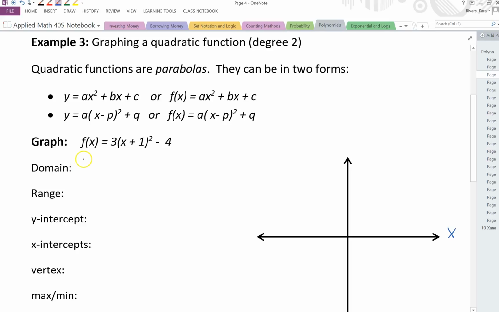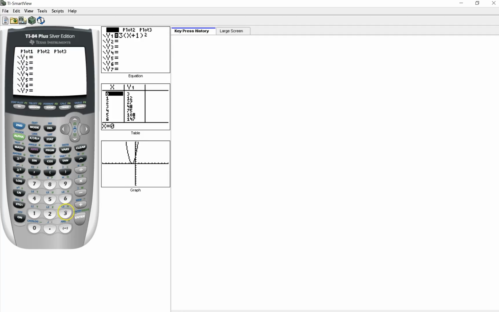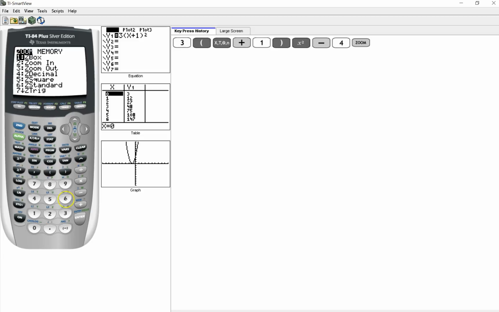So let's look at the first example. F of x is equal to 3 times x plus 1 squared minus 4. A little bit hard to see that that's a quadratic until you remember that this is the vertex form. Okay, let's put it in our graphing calculator and see what it looks like. 3 times x plus 1 squared minus 4. And remembering this is a degree 2, we have that squared. If you FOIL out the x plus 1, you would end up with an x squared term, and that also shows that this is a quadratic. Hit zoom 6, and you can see the picture here.